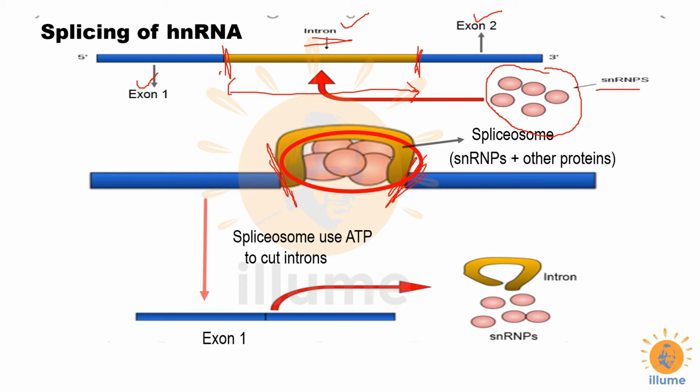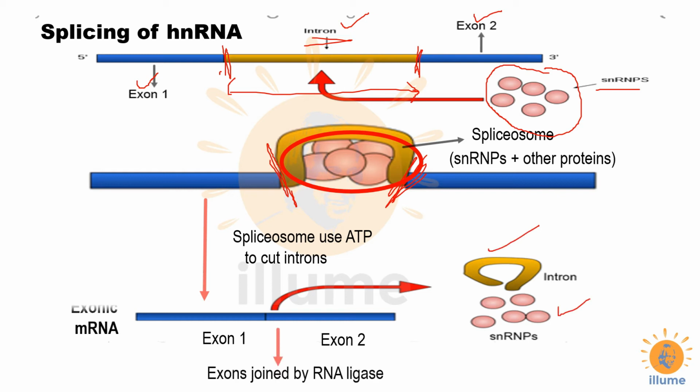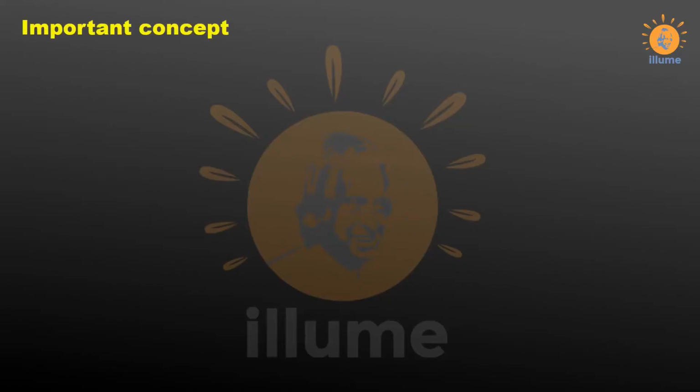As you can see, these are exon 1 and exon 2. The intron is removed here, the snRNPs get detached, and these exons are then rejoined by RNA ligase, and now this mRNA is called exonic mRNA, and now it is ready for the process of translation. So that's how splicing occurs.